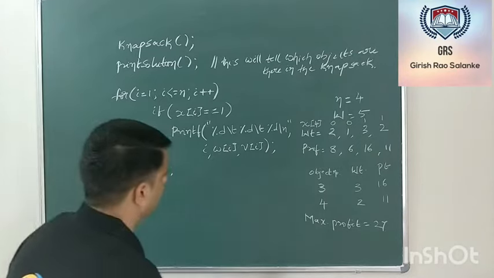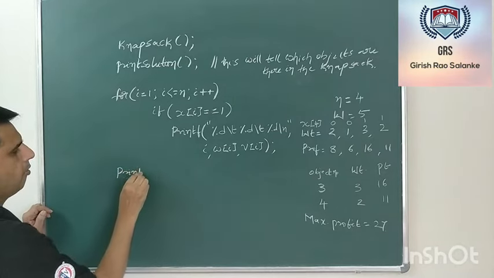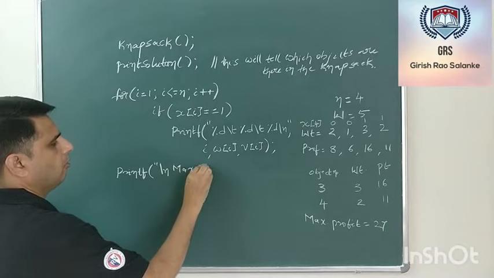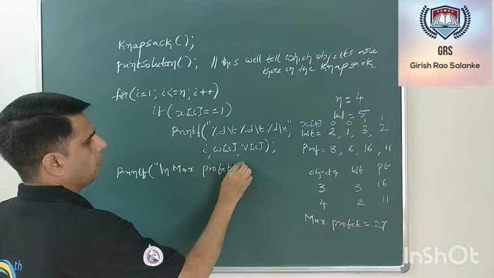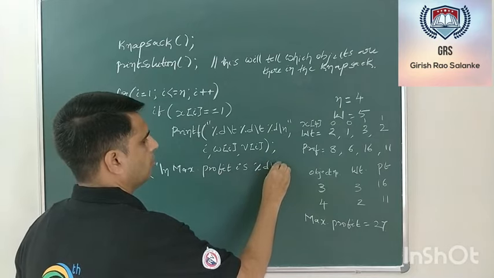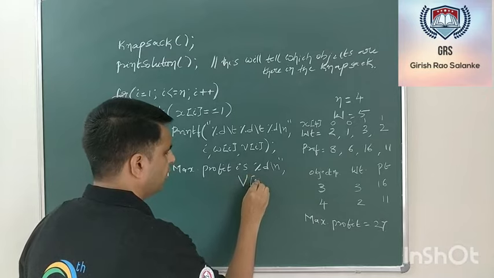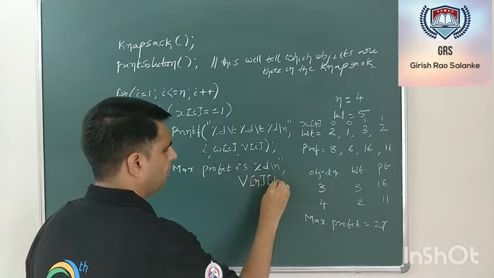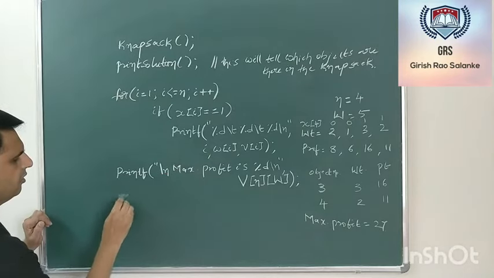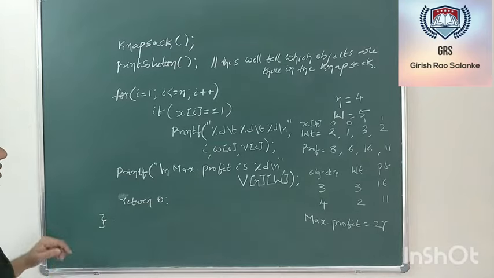Now, before closing, we'll print the max profit. Max profit is percentage d. What is this max profit? This max profit is nothing but capital V of n and W, capital W. Return 0 and close the main function.